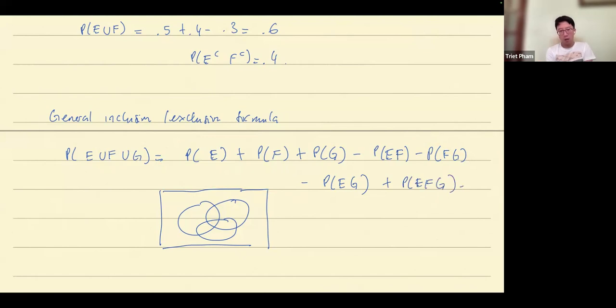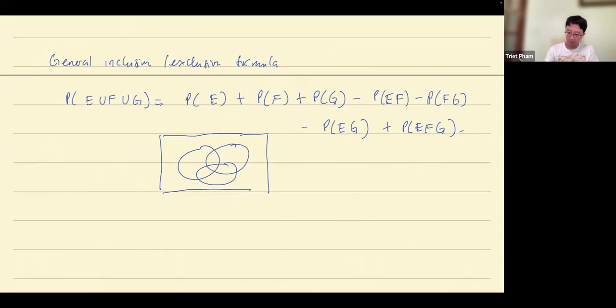And so that's the inclusion-exclusion formula at the 3 set level, right? Any question?